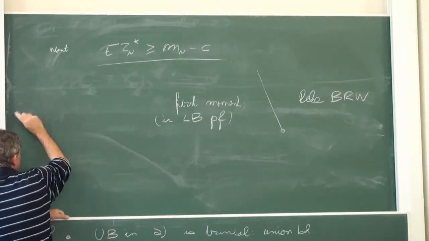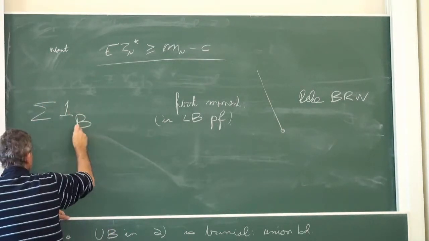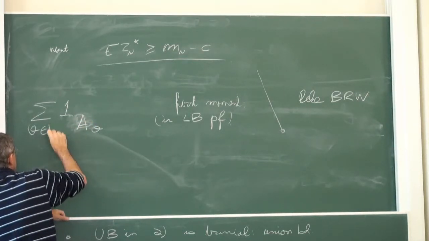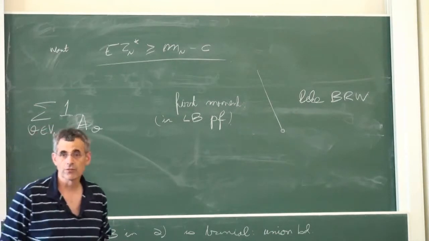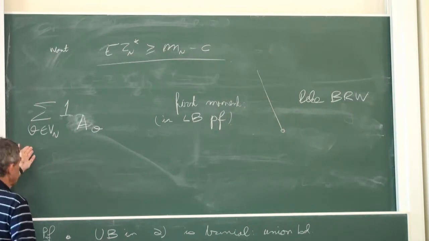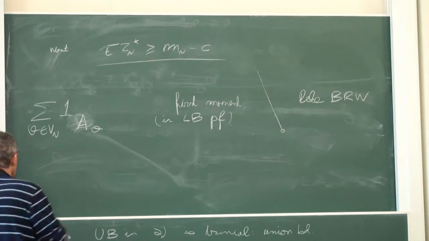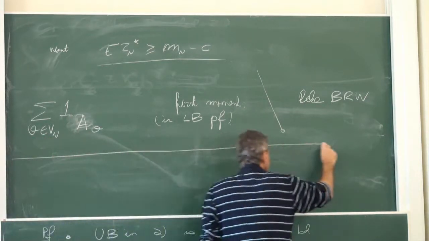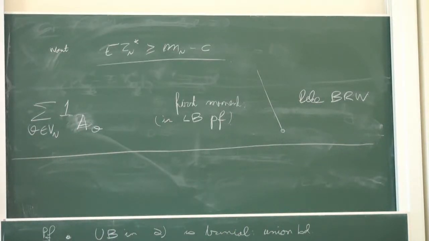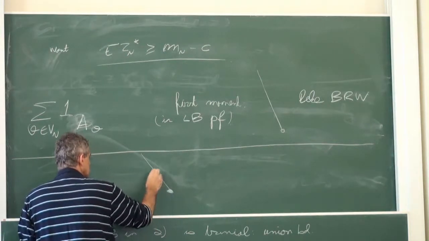In the first moment in the lower bound proof, you define the random variable, which was the sum of the indicators of these good events, B_v or A_v, I think I called them. This was my good event, and exactly as before, you show that the expectation of this is large enough. What about the second moment? In the second moment on the tree, we had two vertices.